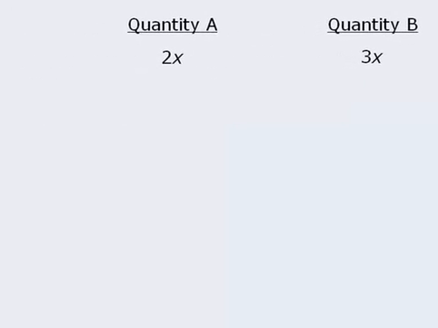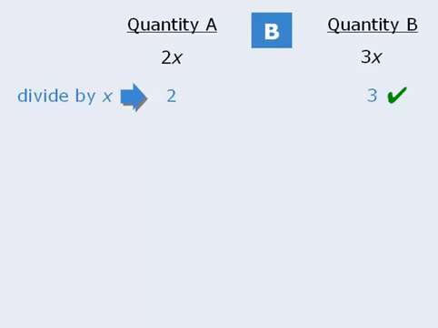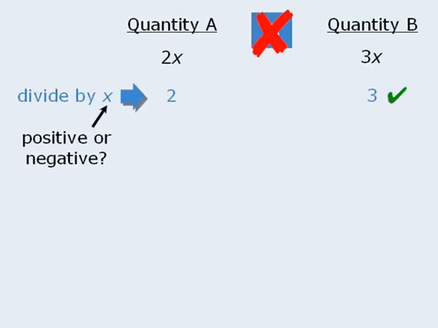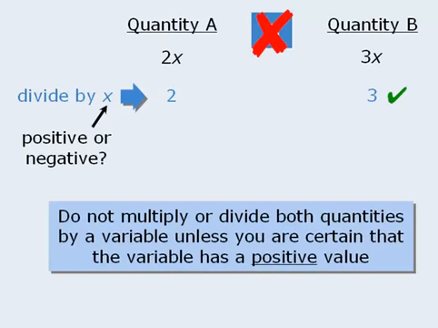This is a very important rule that often comes into play when we have questions like this involving variables. Since both quantities feature the variable x, it may be tempting to divide both sides by x to get the following, and then conclude that since quantity B is greater than quantity A, the correct answer is B. This, however, is incorrect. The problem here is that when we divide both quantities by x, we cannot be certain that we're dividing by a positive value. If it turns out that we're dividing both sides by a negative value, the results will not be consistent with the original comparison. For this reason, we must not multiply or divide quantities by a variable unless we're absolutely certain that the variable has a positive value only.